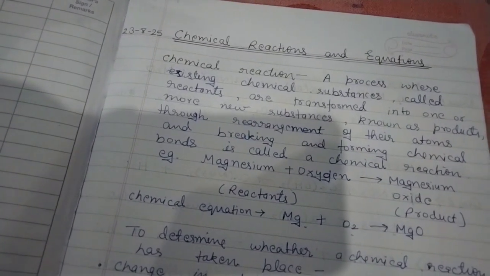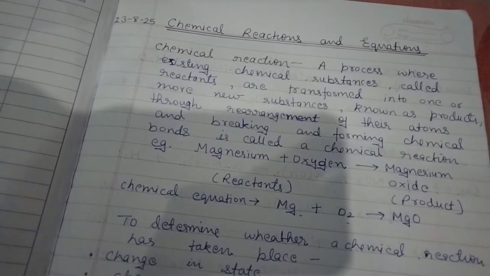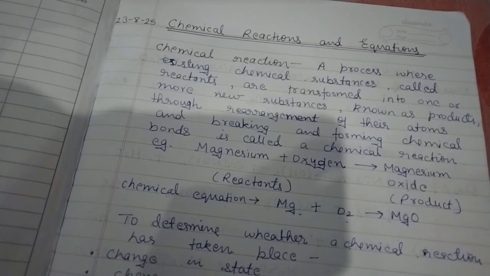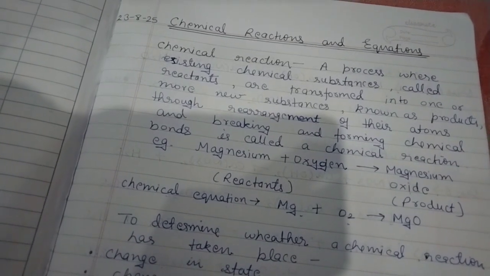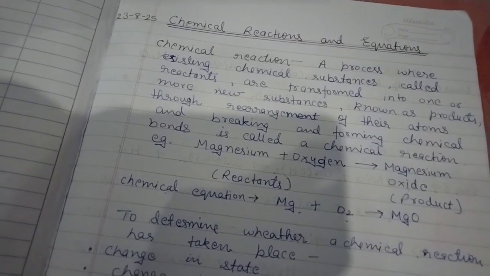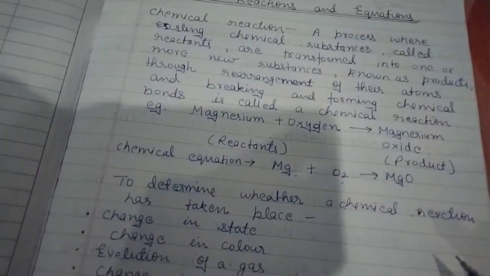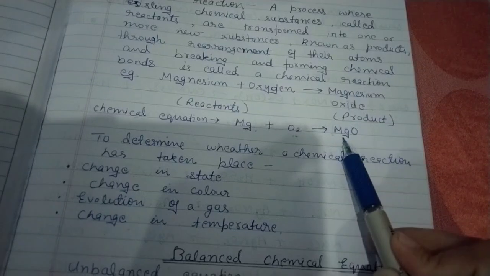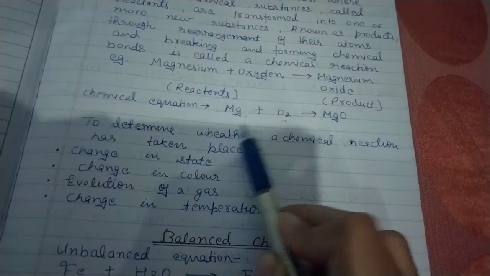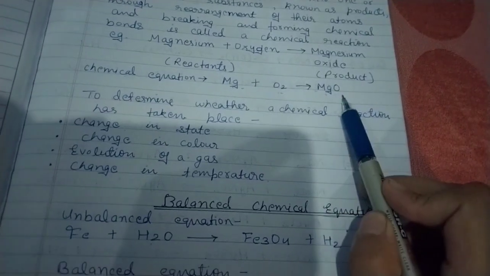First of all, you should know what is a chemical reaction. A process where existing chemical substances called reactants are transformed into one or more new substances known as products through rearrangement of their atoms and breaking and forming chemical bonds is called a chemical reaction. For example, here you can see magnesium is combining with oxygen to form the product magnesium oxide. Here magnesium and oxygen both are the reactants forming a product, magnesium oxide.